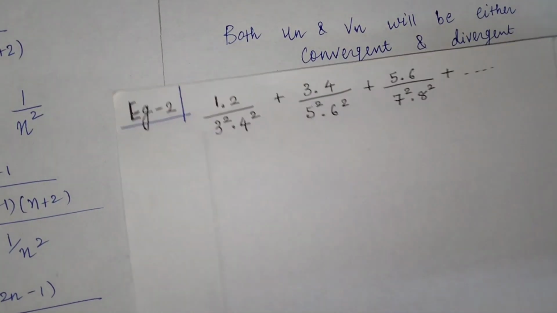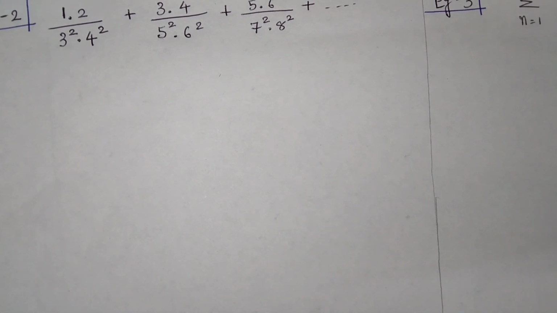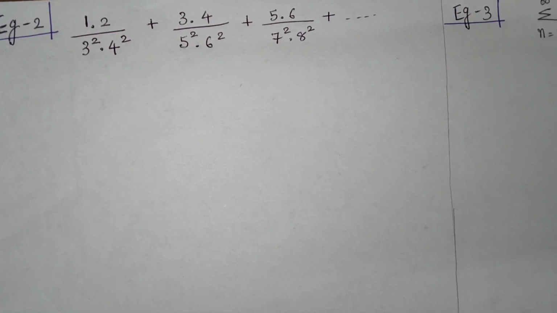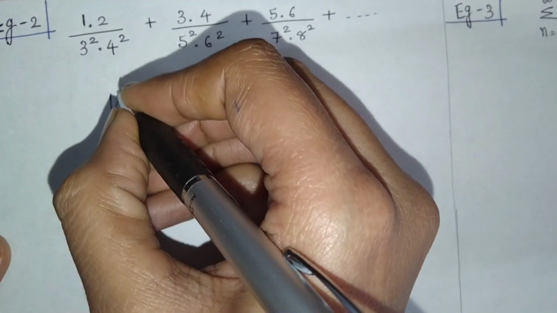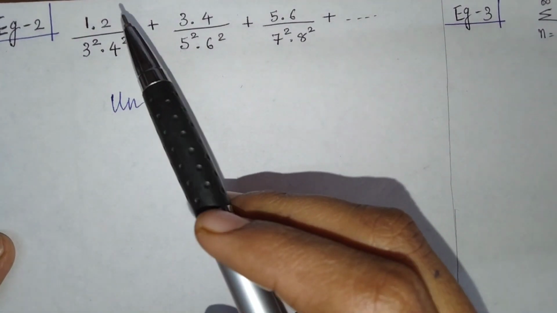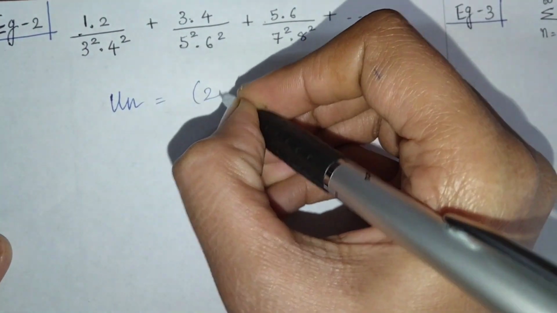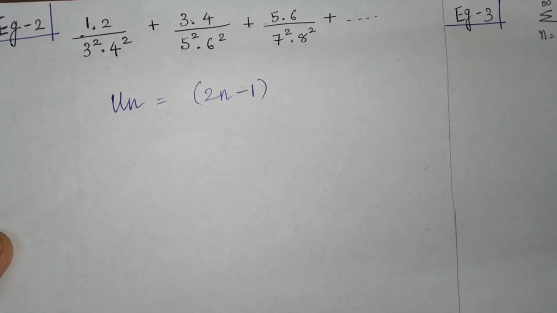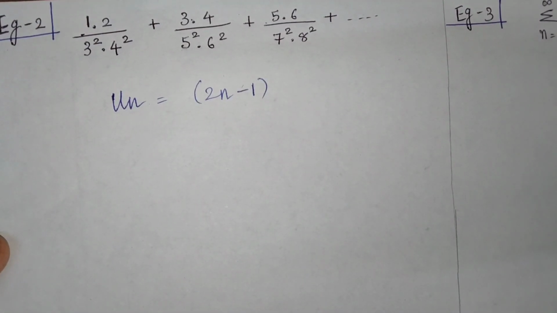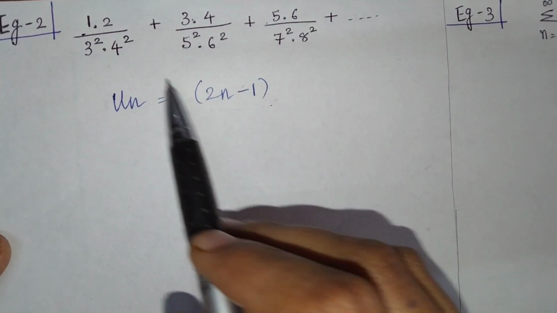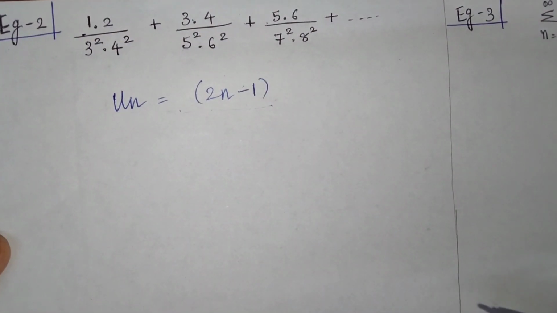So now example 2. 1 into 2 upon 3 square plus 4 square plus 3 into 4 upon 5 square into 6 square and so on is given. Now again from this series we can find out un. So what will be our un? Un is equal to, here we have terms 1, 3, 5 and whenever we have 1, 3, 5 terms we can write 2n minus 1, as we have written in the previous example also. In that example also 1, 3, 5 terms were there. So here we can write 2n minus 1 and 2, 4, 6, that is they are the multiples of 2.